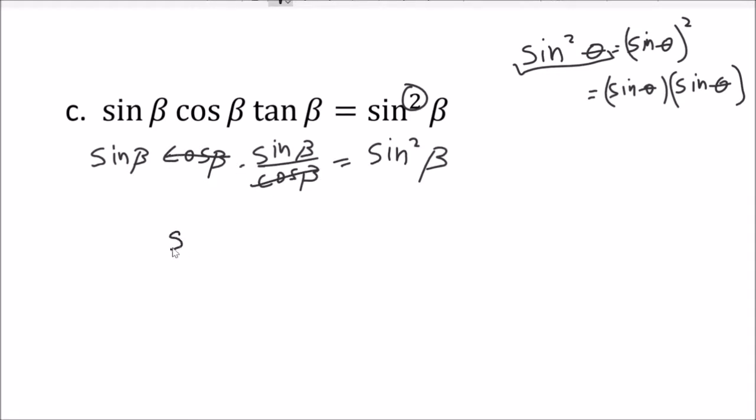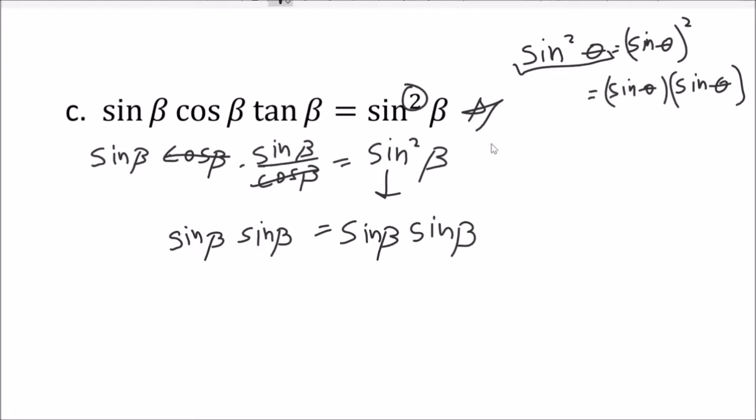And so what I have now is sine of beta times sine of beta on the left. And I remember that this thing means sine times sine. So I'm going to change the way this is written right here and write it as sine of beta times sine of beta. And so now we've worked down from something that looks challenging to something that is obviously true because both sides say the same thing.